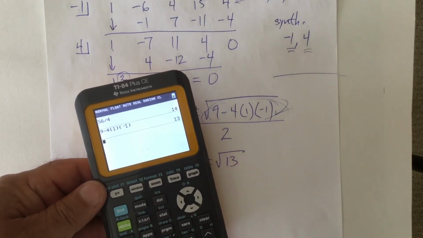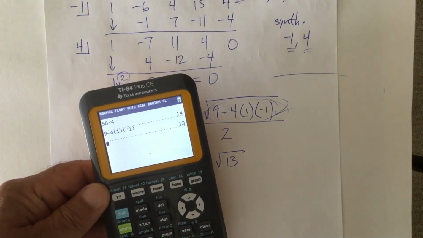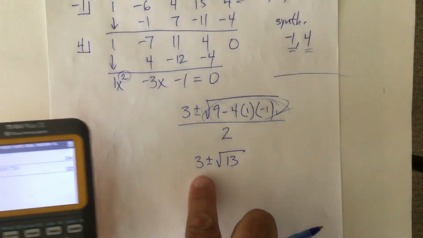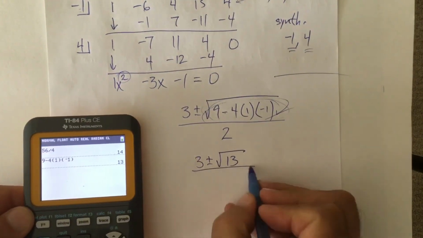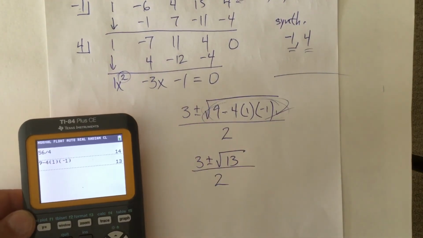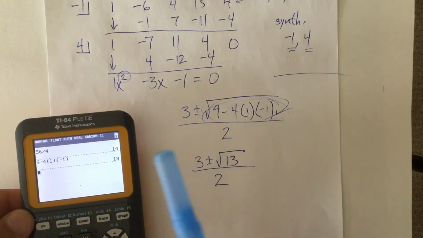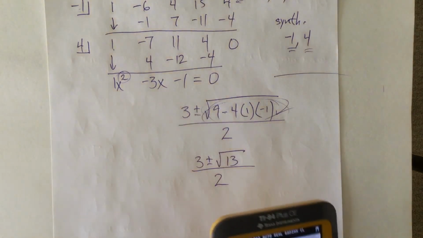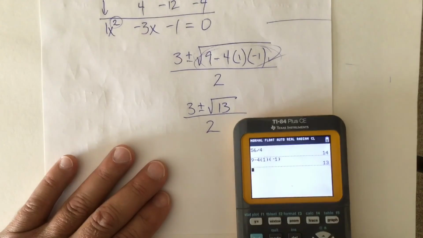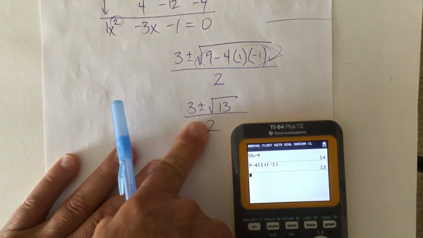Let the calculator help you sometimes. That is beauty in motion. So, what do we have? 3 plus or minus the square root of 13, over 2. Now, if I want to check this answer, I'm going to walk you through this. Remember, that represents 2 answers.